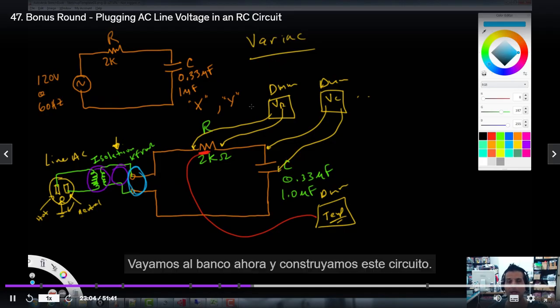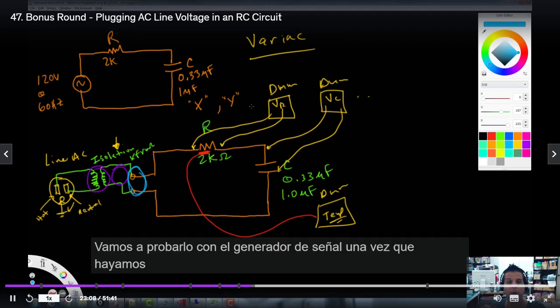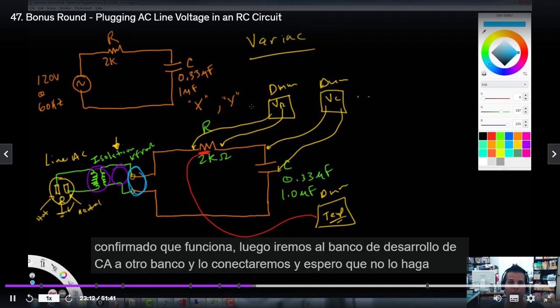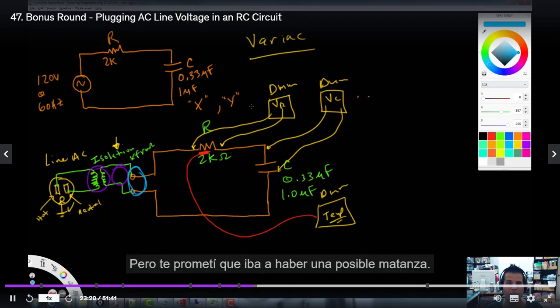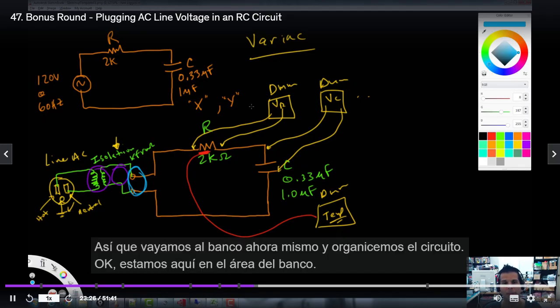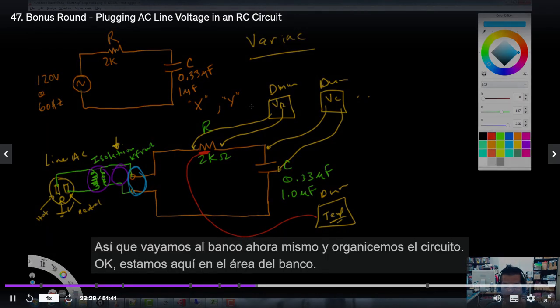Let's go to the bench now and let's actually build this circuit. We're going to test it with the signal generator. Once we've confirmed it kind of works, then we're going to go over to the AC development bench, another bench, and we're going to plug this thing in, and hopefully I don't blow myself up. But I promised you that there was going to be possible carnage. We're going to play with the AC line voltage, and I'm going to show you how to do that. Okay, so let's go to the bench right now and let's put the circuit together.